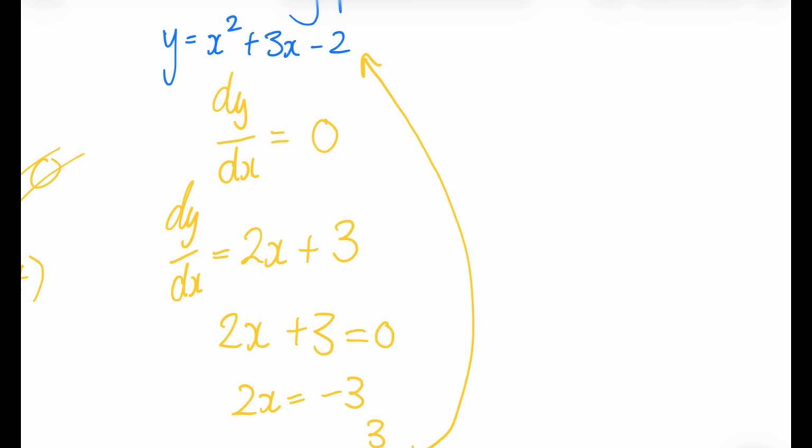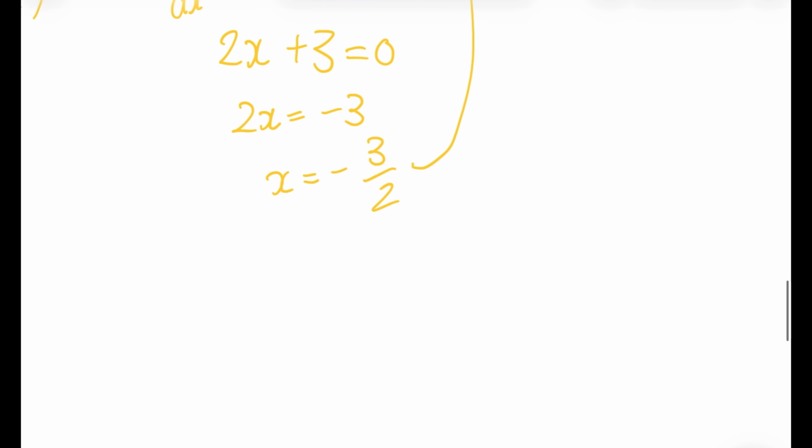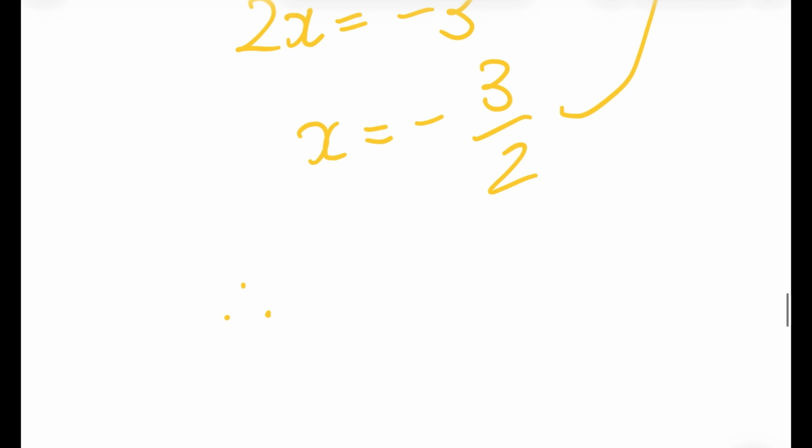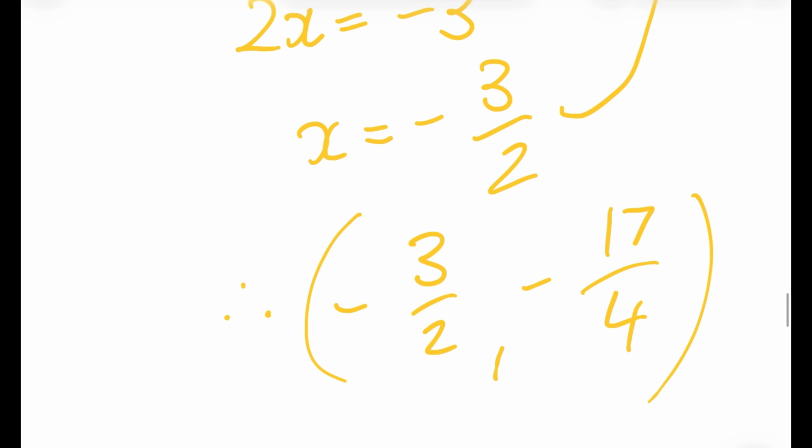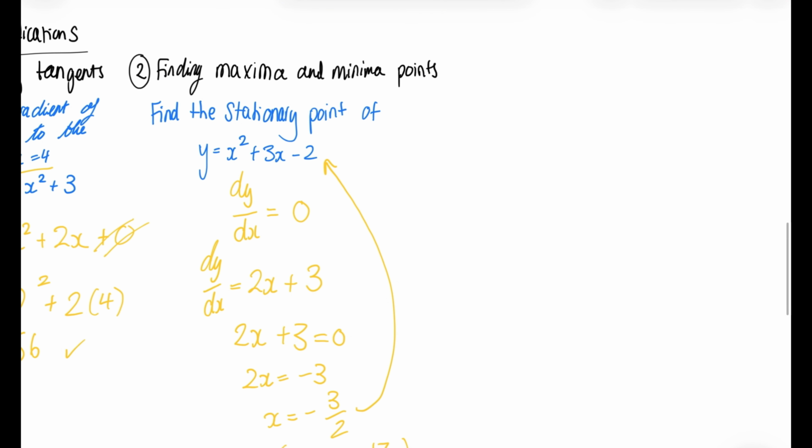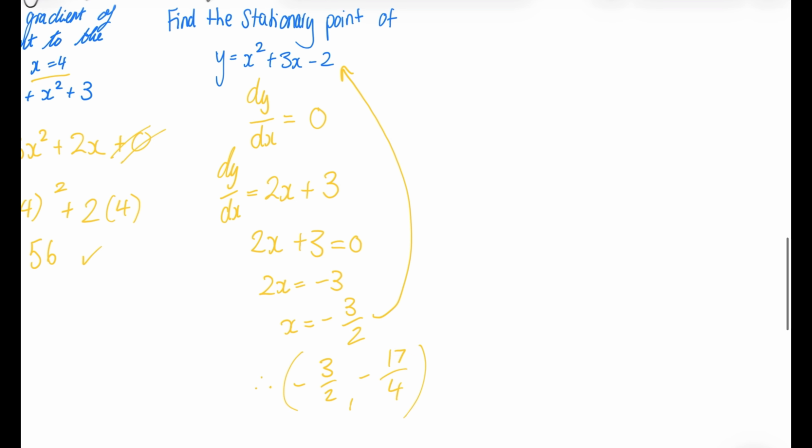So if we just let x in there be minus 3 over 2, so we are going to square that, 3 times minus 3 over 2, minus 2, and we are going to get minus 17 over 4. So our coordinates are going to be minus 3 over 2, minus 17 over 4. And that is a maximum or a minimum, or as we say, a stationary point, because we're not going to determine whether it's maximum or minimum. Okay?